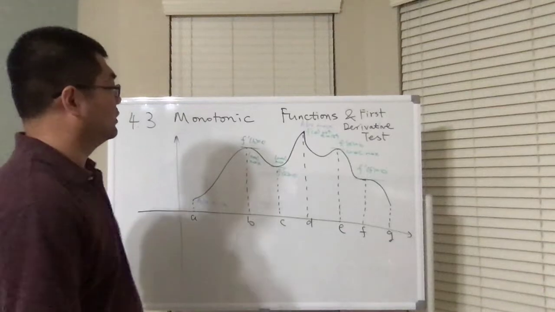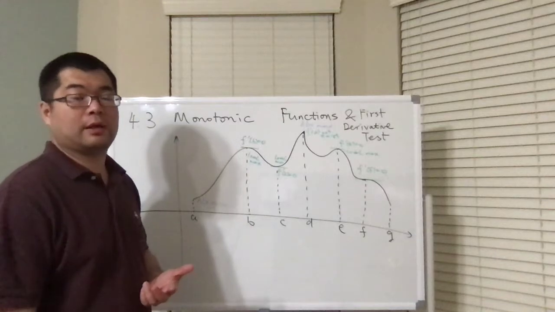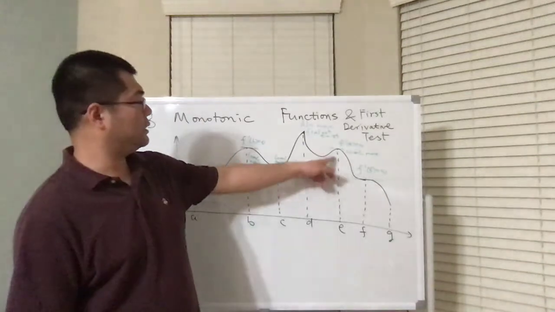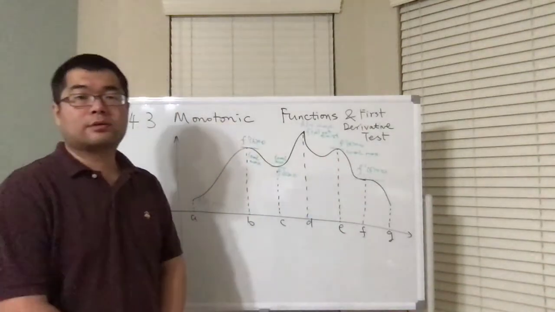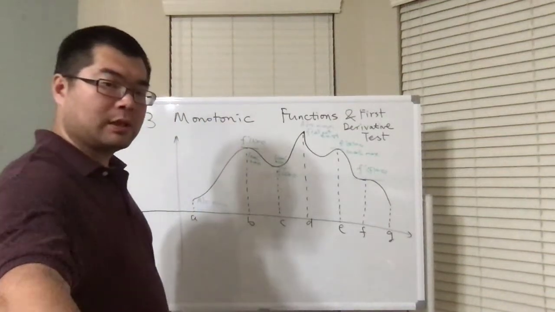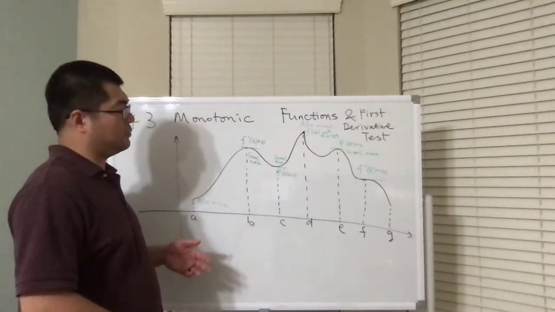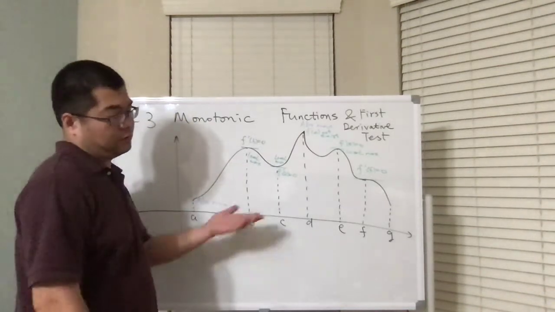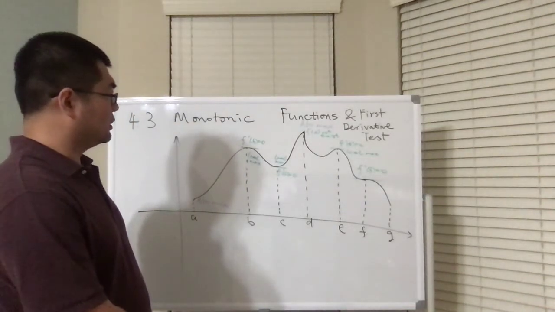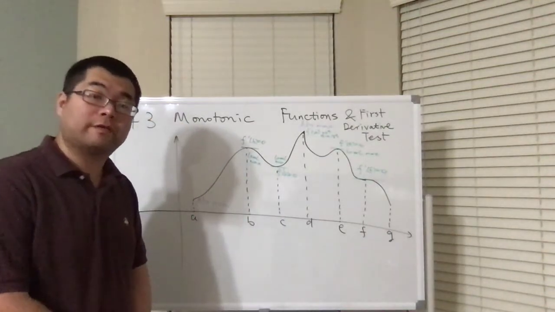So what can we tell? Also, guys, based on the definition of the critical numbers, you can tell that B, C, D, E, F are actually all critical numbers. And as you can see, critical numbers can sometimes be local max, local min, or neither. So this is what we already talked about from 4.1 and 4.2.